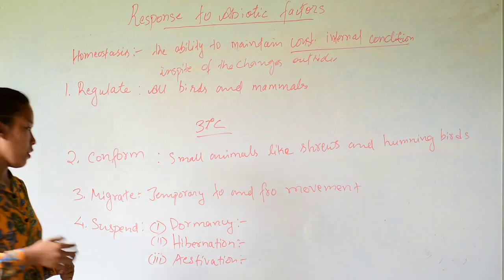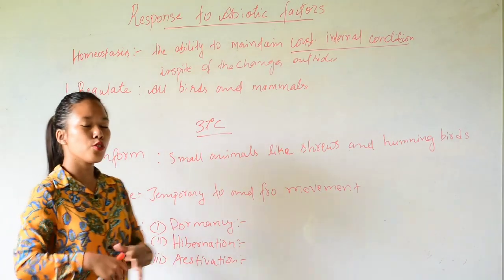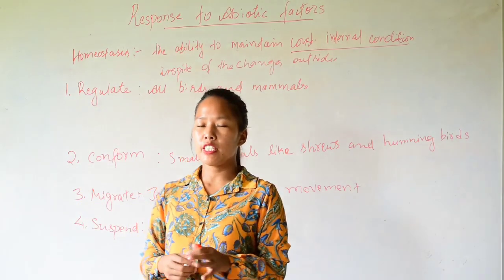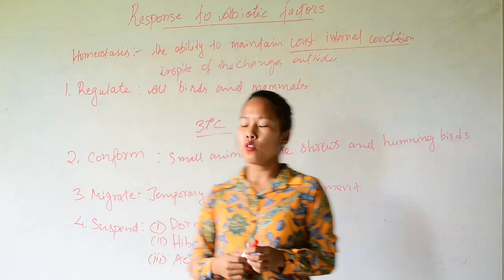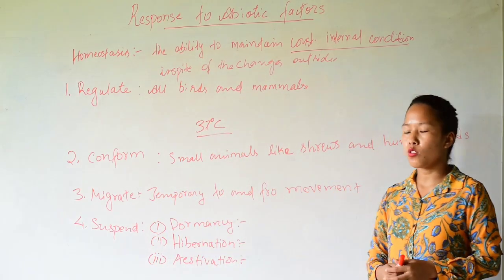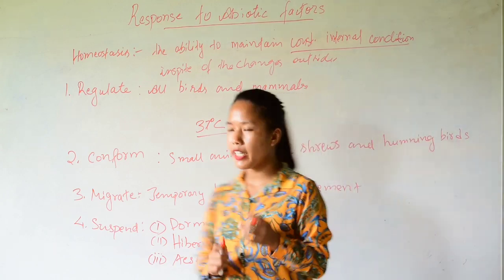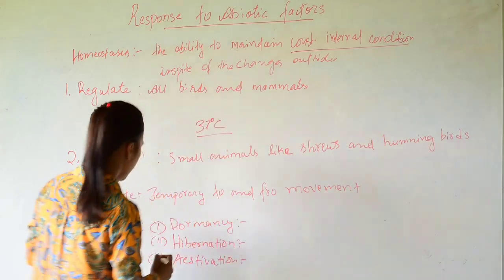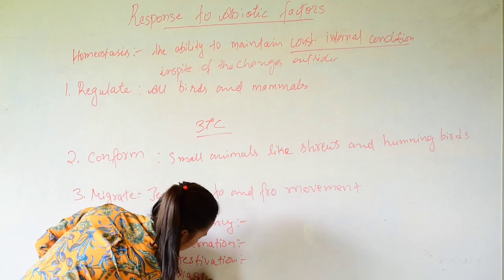Estivation is now again summer sleep. Some organisms, in order to escape from the excessive heat and then desiccation, or this loss of moisture, undergo this estivation in order to survive during the favorable conditions only. And the last one under this suspend is diapause.